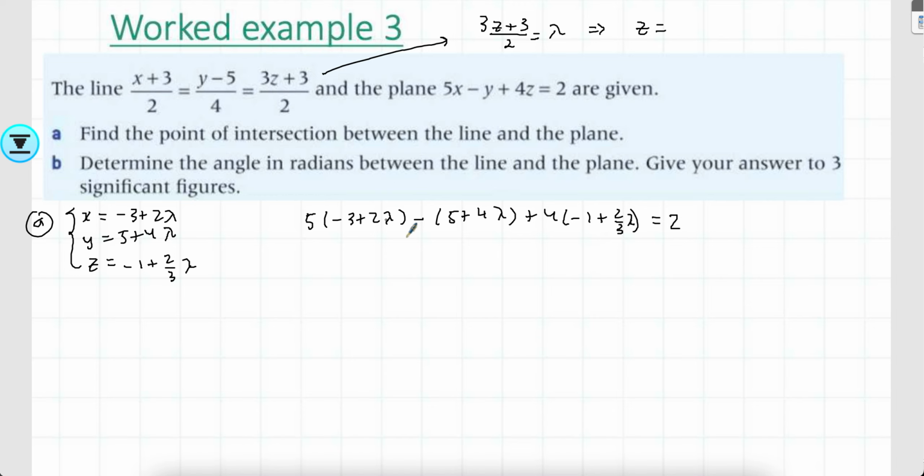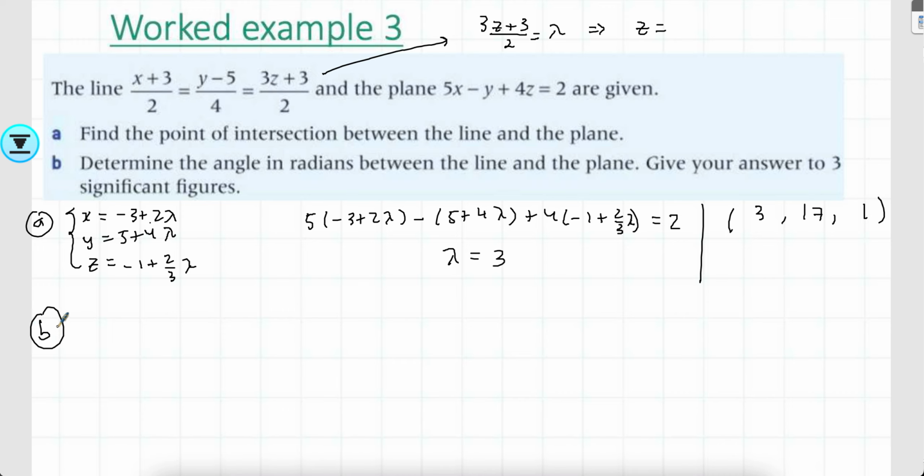Now I'm not going to go through the math. When you simplify it, you end up with lambda equal to 3. So once lambda is equal to 3, I replace it back into here, and I end up with the point of intersection being 3, 17, and 1. So I found my point of intersection. It's just a matter of replacing the 3 into here and simplifying.